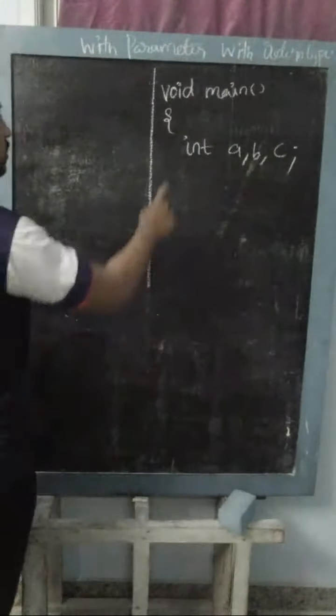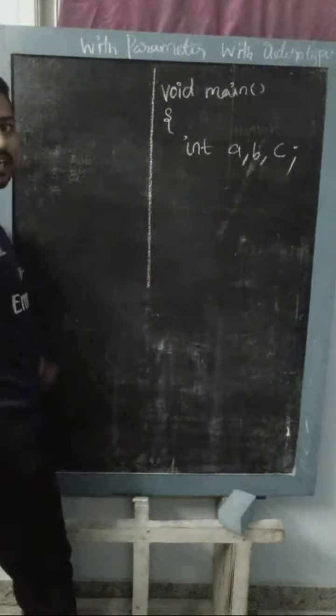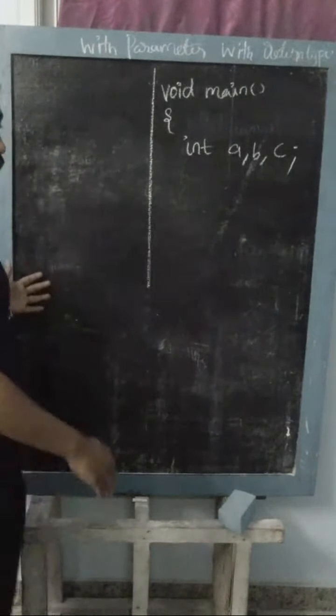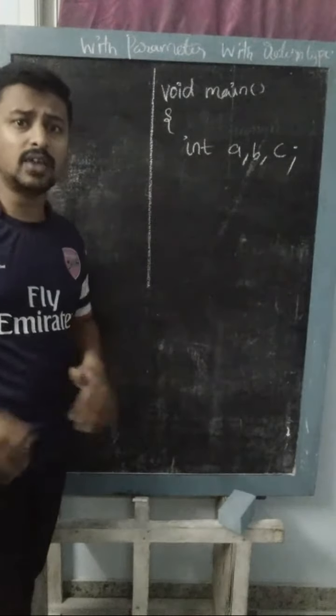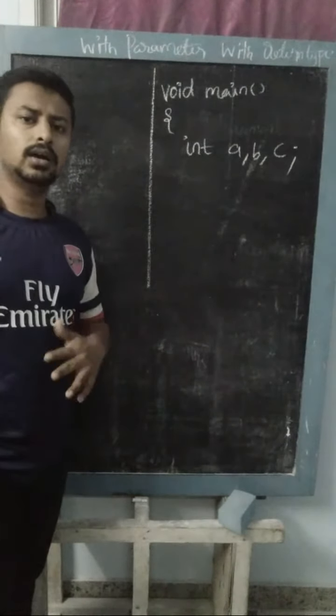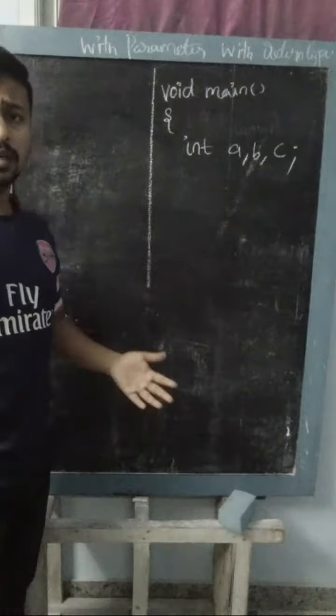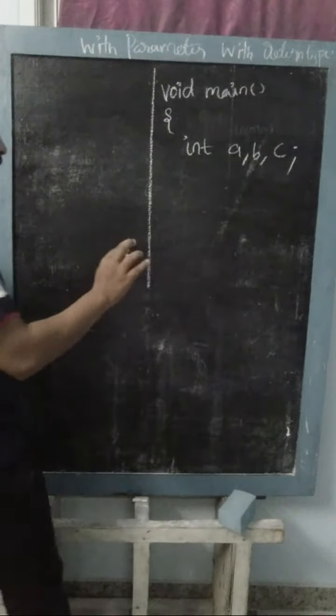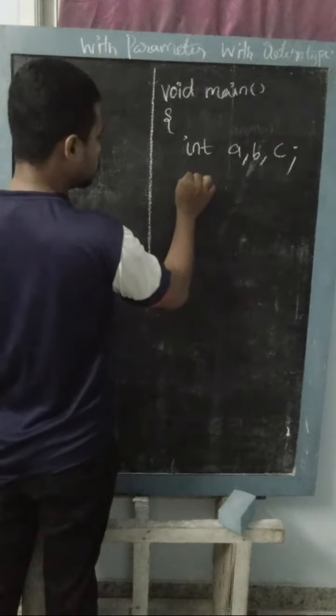What is the second line? I'm going to get the values. We are seeing this in C programming. Afterwards, we will see the concept in C++ and Java, the same category only. So now I'm going to get the values.